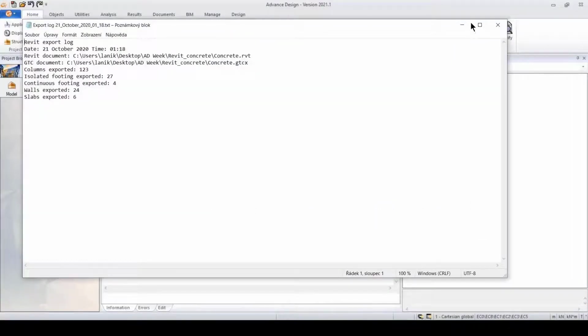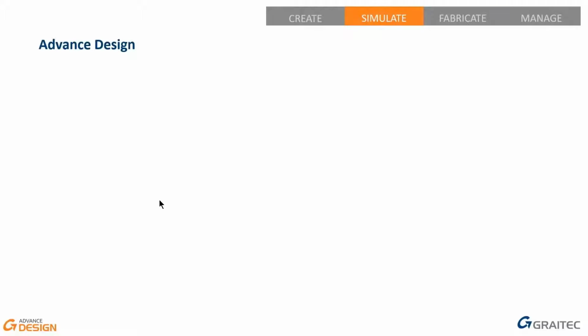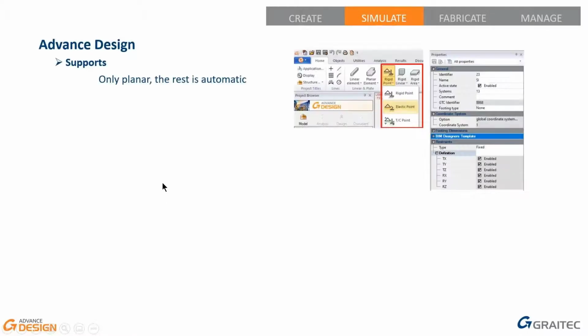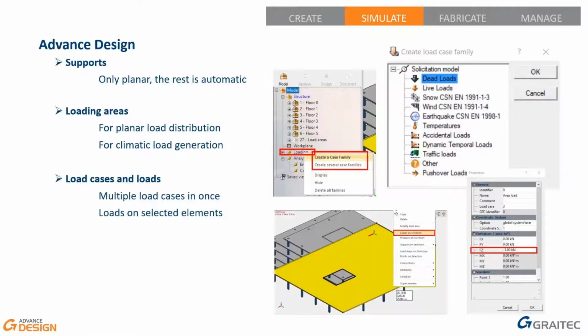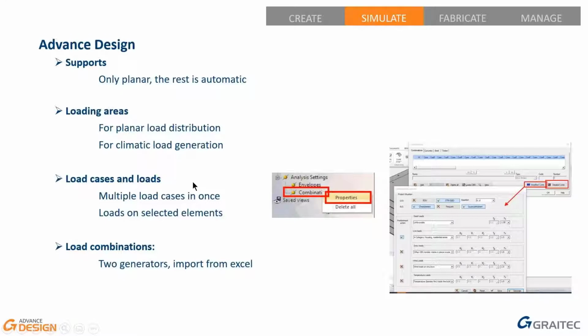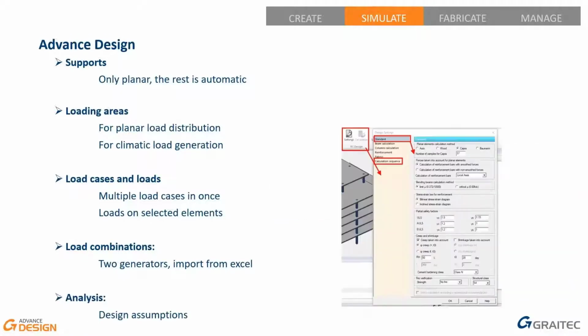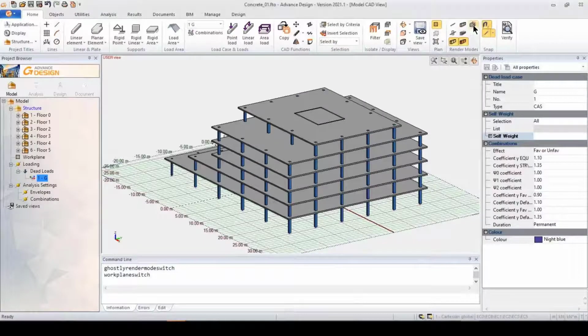So now we get the model open in Advanced Design. I'll just talk about what we do in Advanced Design right now. We define the supports, the planar supports if necessary, because the rest is automatic. We define the loading areas. They serve for planar load distribution and for climatic load generation. We have load cases and loads, especially on the slabs. And we define load combinations by generators and do the analysis.